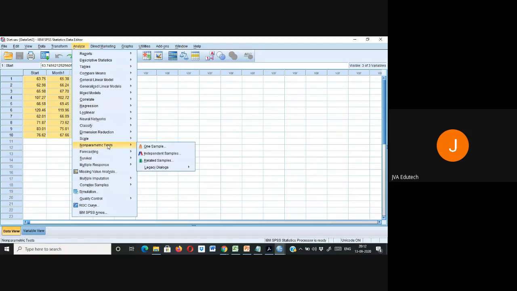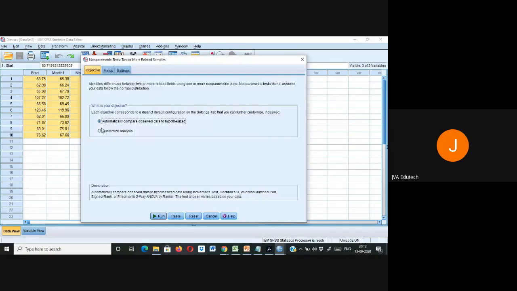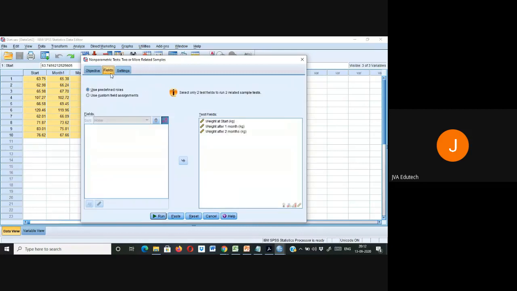Go to analyze, non-parametric test. Now they are related samples. Customize your analysis. Go to fields. You have to take all these three.